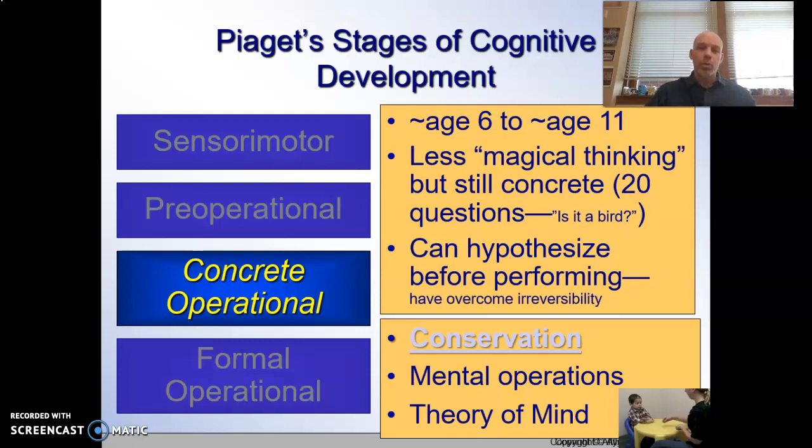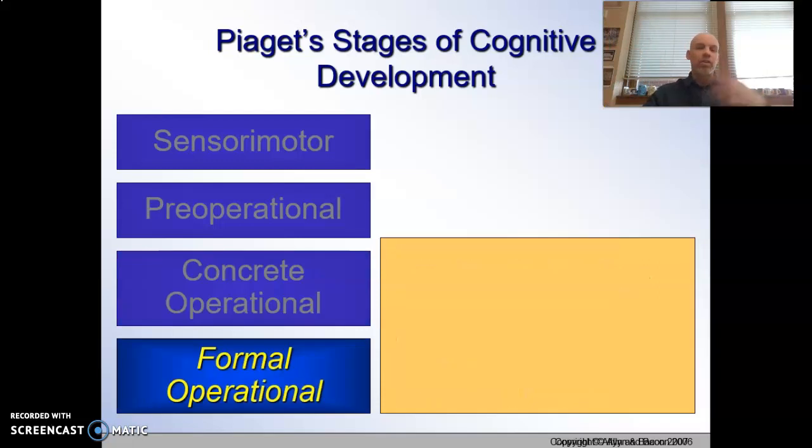And you're also developing a really important one called theory of mind. And theory of mind is, I have my thoughts, and you start to understand that the person over there has their thoughts as well. You start to understand that people are thinking different things. We have a good video that will hopefully show you in class on that.